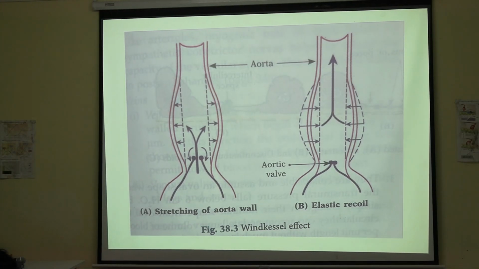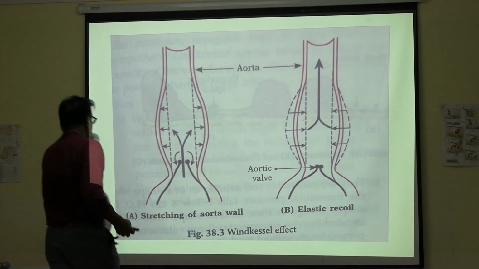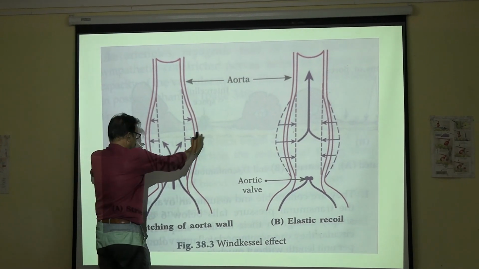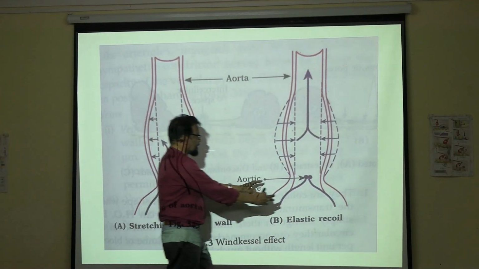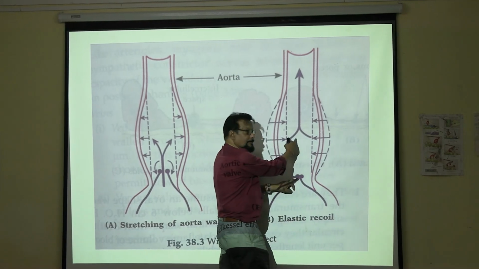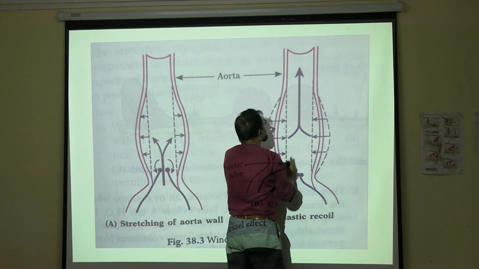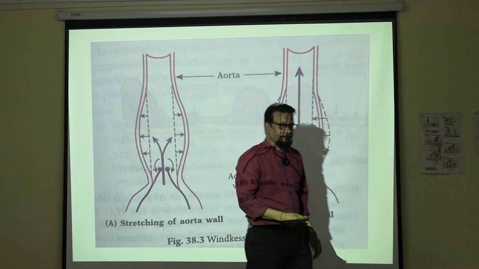Blood has entered, distended, now it is closed. It is closed. No blood is entering during diastole. Now, because of elasticity, it will be coming down. Now the blood will be proceeding forward.